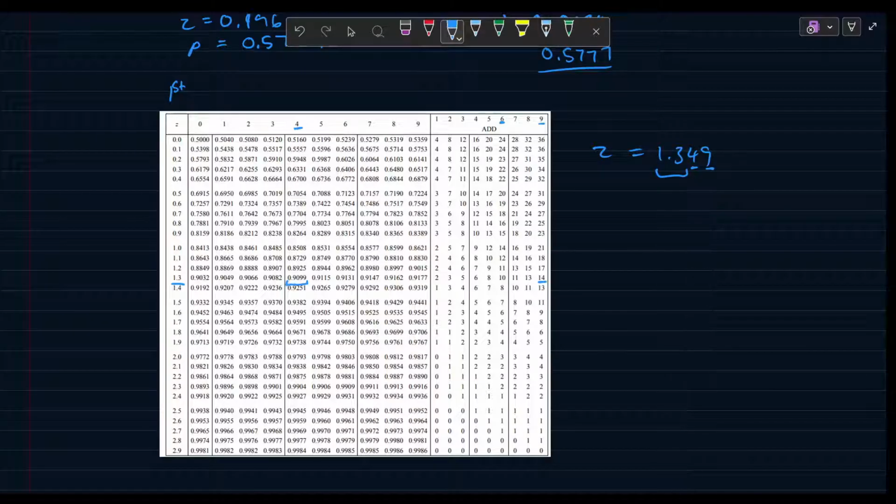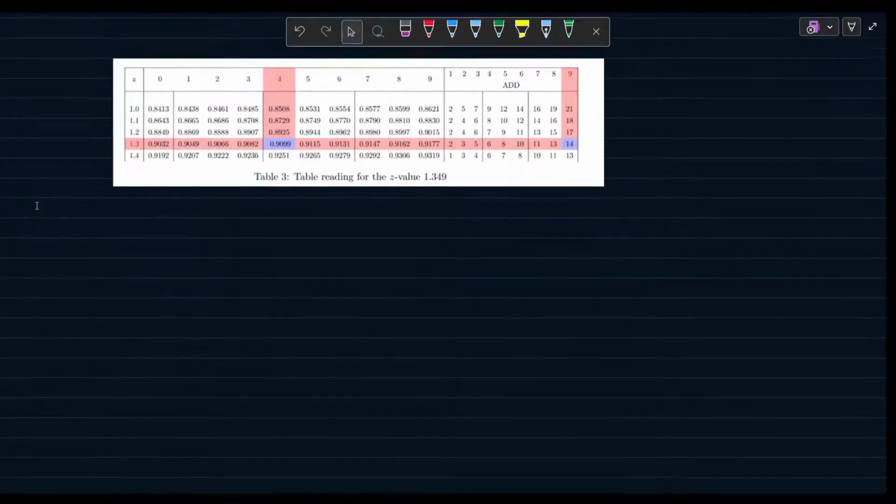So it means we've got this 0.9099, and we're going to add 14 to the last two decimal places, 0.0014. And so if we do that, we get 0.9113. Alright, so that's going to be our probability at a Z value of 1.349. Okay, and below we can see the visualization for this.